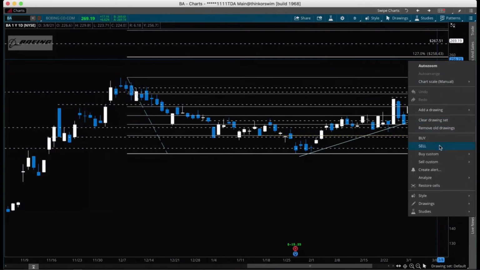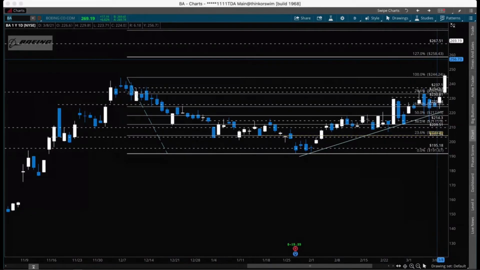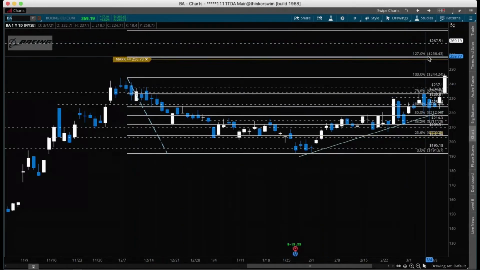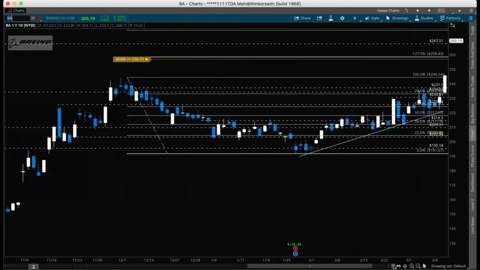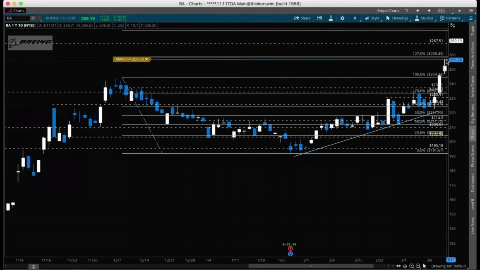So what I would do is I would set an alert. That alert would be set so that if price got to this point, or broke above it, I would get an alert to say, hey, Boeing just broke 256.73, which is right below my resistance area. So if I'm thinking of entering this trade, say I got this alert. What I'm waiting for is for price to break above and close on a strong move above this level to enter the trade.